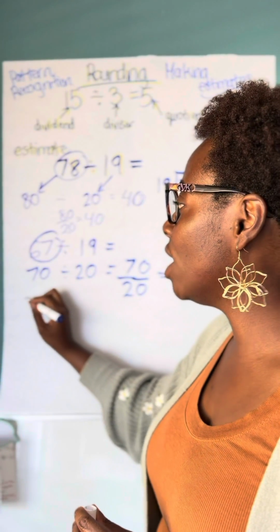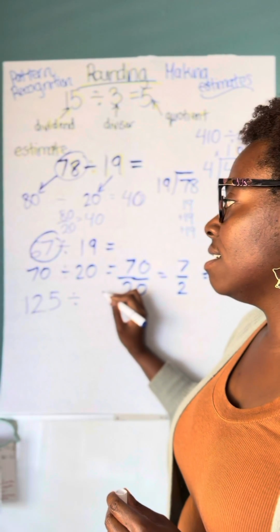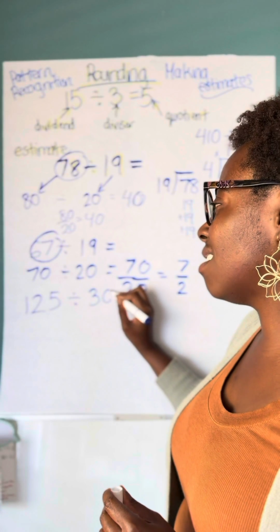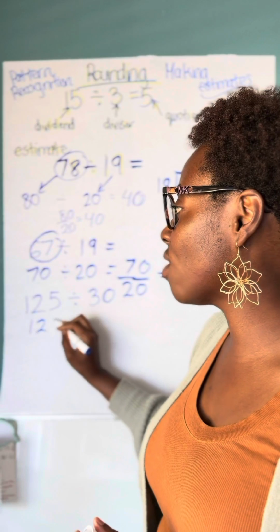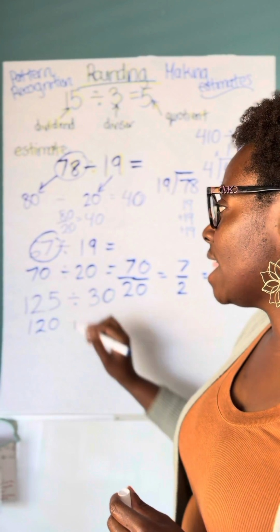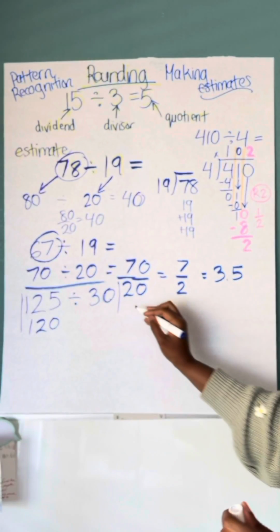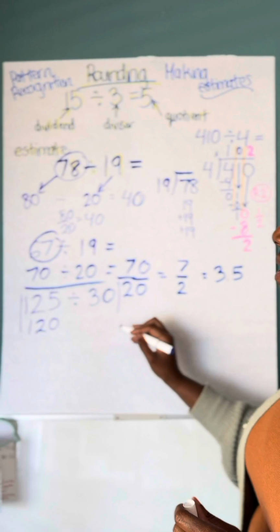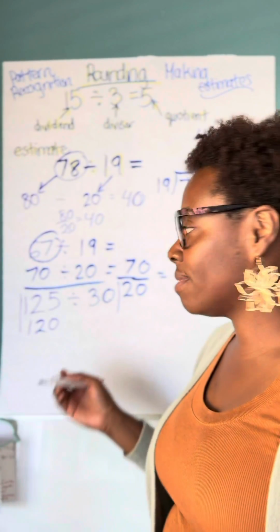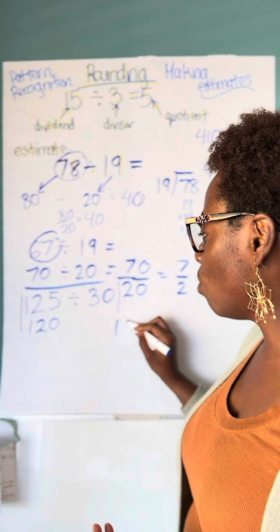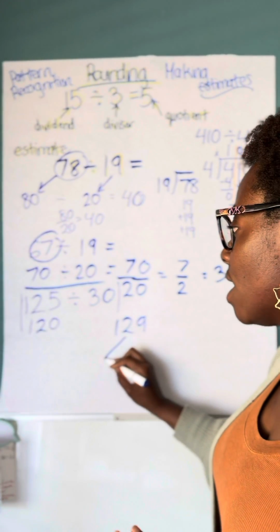The other thing you can do is if you have 125 divided by 30. Oh, I gave you the 30. You could round this and say, well, let's do 120. Now, there's something I want to bring to your attention with rounding, because we've been doing some rounding. Let's round to the nearest 100. If I have the number 129, we're going to round to the nearest 100.